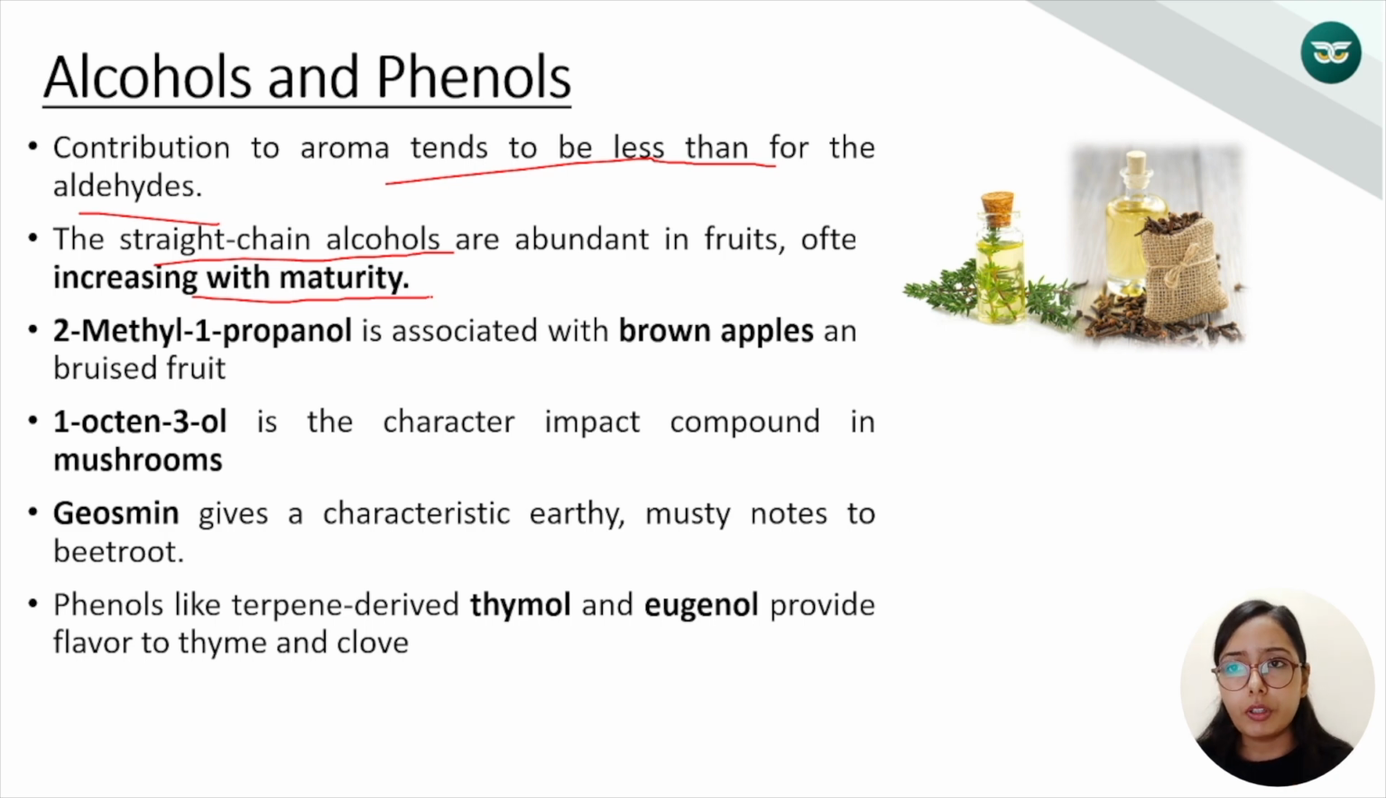Now, talking about certain examples, we have 2-methyl-1-propanol, which is associated with browning apples, or the brown apples we basically see in a bruised fruit. As we discussed, when a product matures and reaches a state where it has been bruised or turned brown, that typical aroma or flavor is because of alcohols like propanol. For example, 2-methyl-1-propanol, present in brown, bruised fruit, is basically because of alcohols and phenols. Then we have 1-octen-3-ol, which is characteristic of mushroom. So the flavor of mushroom is because of the alcohols and phenolic flavoring compounds present in them.